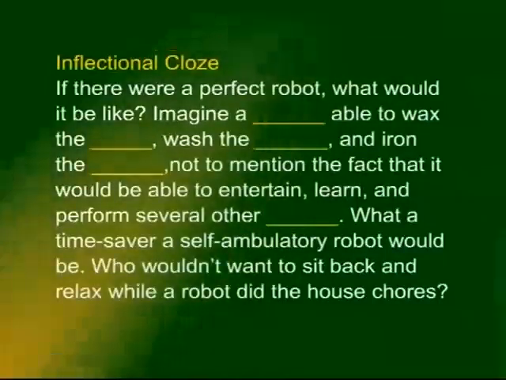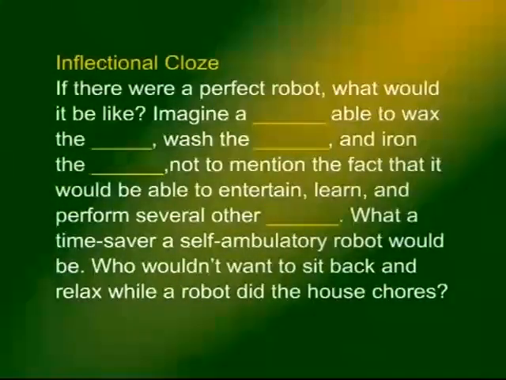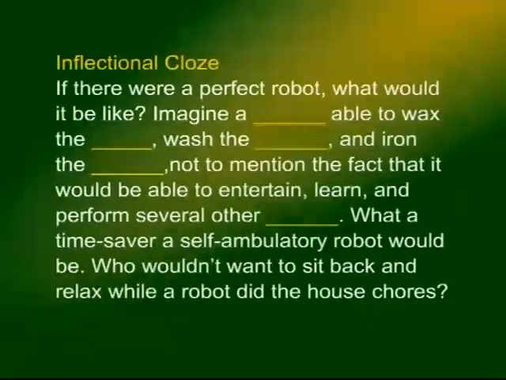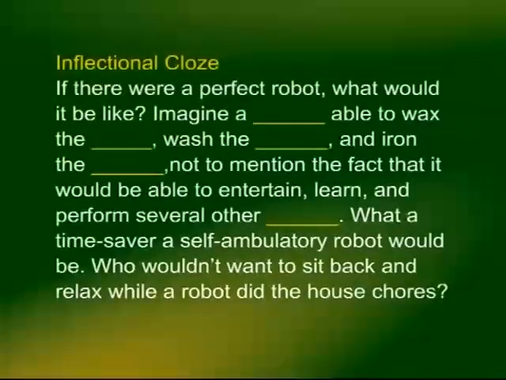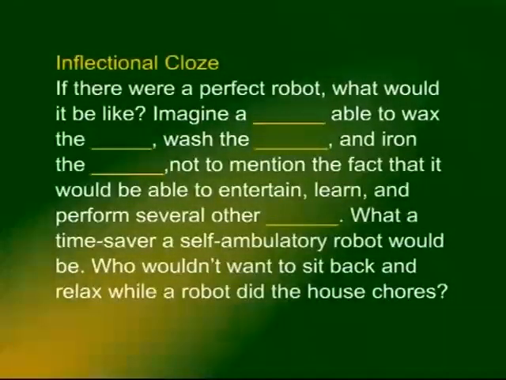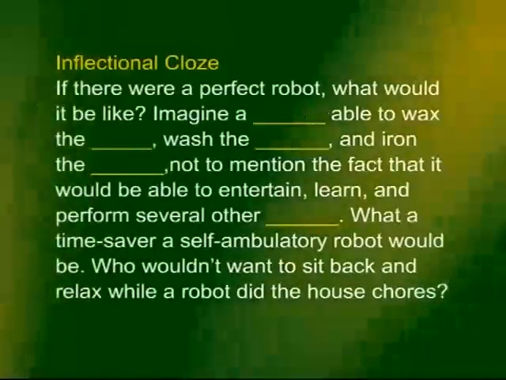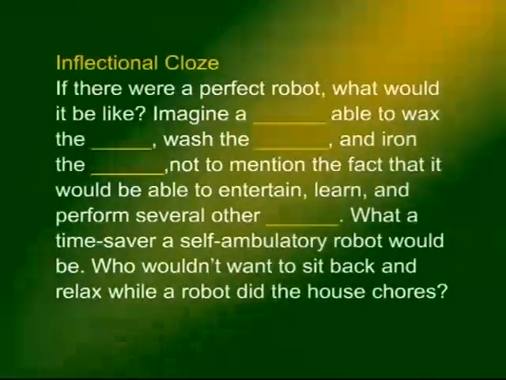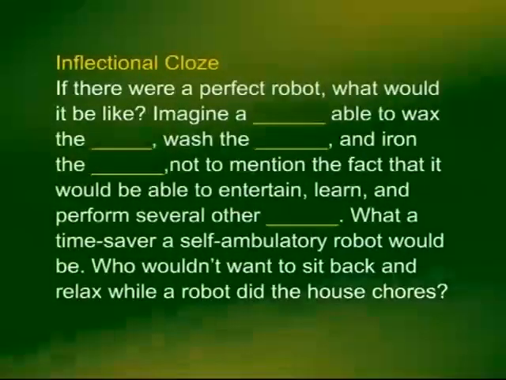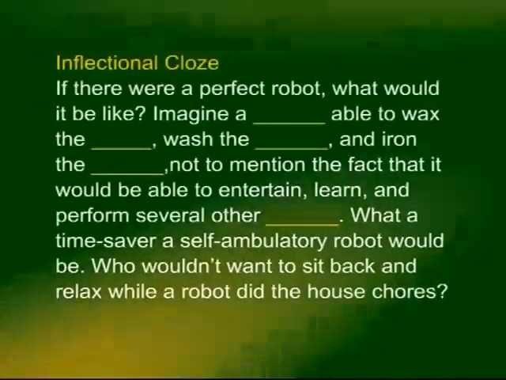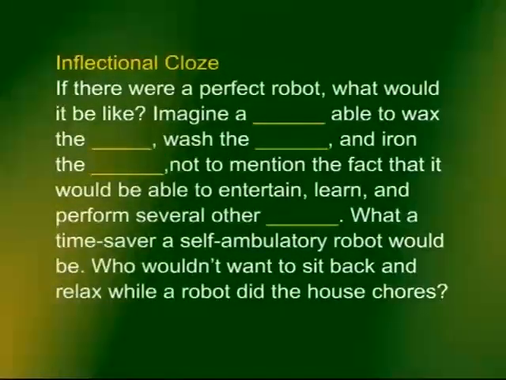And as I said earlier, this type of cloze is good for practicing grammar in a connected passage. Now, read the passage on your screen. At one glance, the first sentence, and you know what it's about. If there were a perfect robot, what would it be like? Imagine, and you've got the next word, the word is machine.